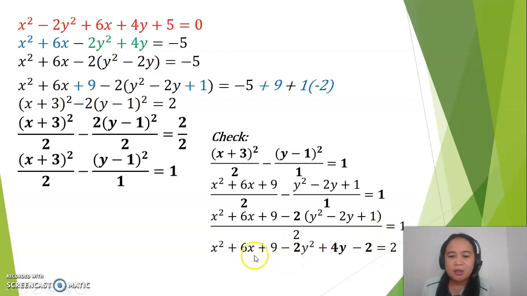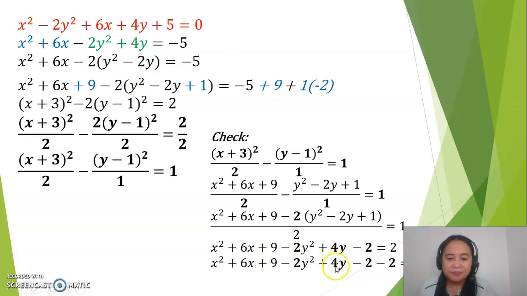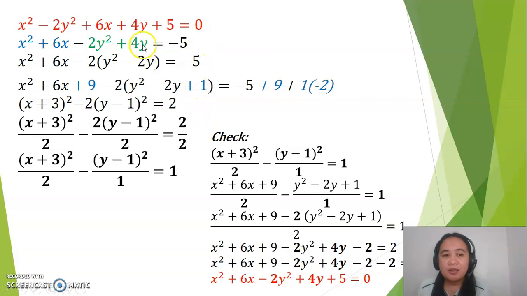Now at this point, group all x and y terms at the left and transfer 2 to the left side as well and equate to 0. So with this, we will end up with x squared plus 6x minus 2y squared plus 4y. 9 minus 2 minus 2, we will end up with 5, which is exactly the same as the original given. So that's how you are going to convert from general to standard or standard to general form.